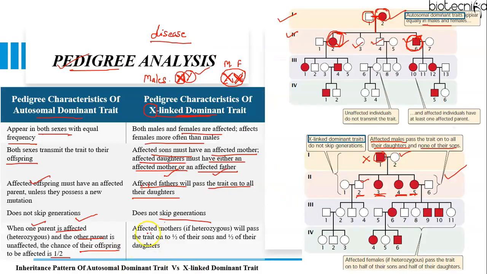For an X-linked dominant trait, affected mothers, if heterozygous, will pass the trait on to half of their sons and half of their daughters, as shown in the second generation, where the fifth female is married to a normal male. So they have offspring 6 to 11. Here you can see that sons 9 and 11 are affected, whereas 7 is unaffected, and the female child 6 is affected, whereas 8 and 11 are not affected.